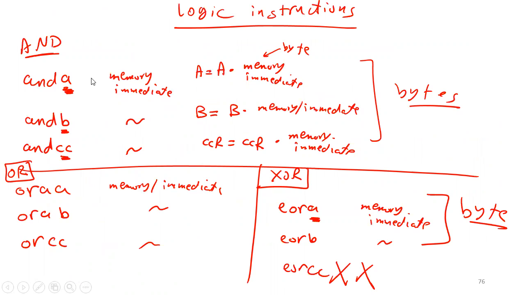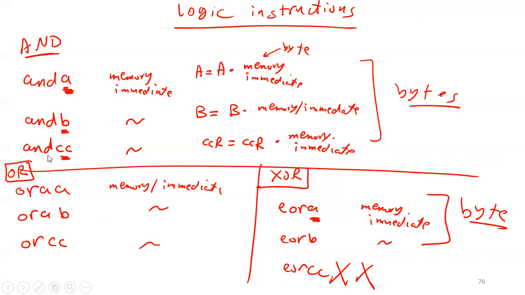For AND, we have only 3 instructions. We have AND A, and then you can put here a memory location or immediate value. What this instruction does is A equals A AND memory location or immediate value. All the instructions we have here are for bytes, and this AND is bit by bit, bitwise. Second one, we have AND B with a memory location or immediate value. It's the same thing: B equals B AND memory location or immediate value.